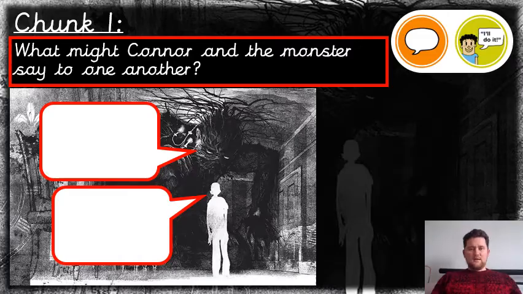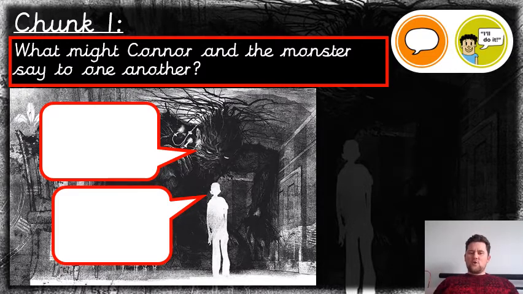So we're going to start off by looking at this picture of the monster at Connor's house and Connor looking up at him. What might they say to one another? Now, if you wanted, you could magpie that bit of dialogue from the monster directly from the video where he says, I've come to get you, Connor O'Malley. Or you could change it. He might say, Connor O'Malley, come with me. He might say, Connor, you now belong to me, or you will be mine.